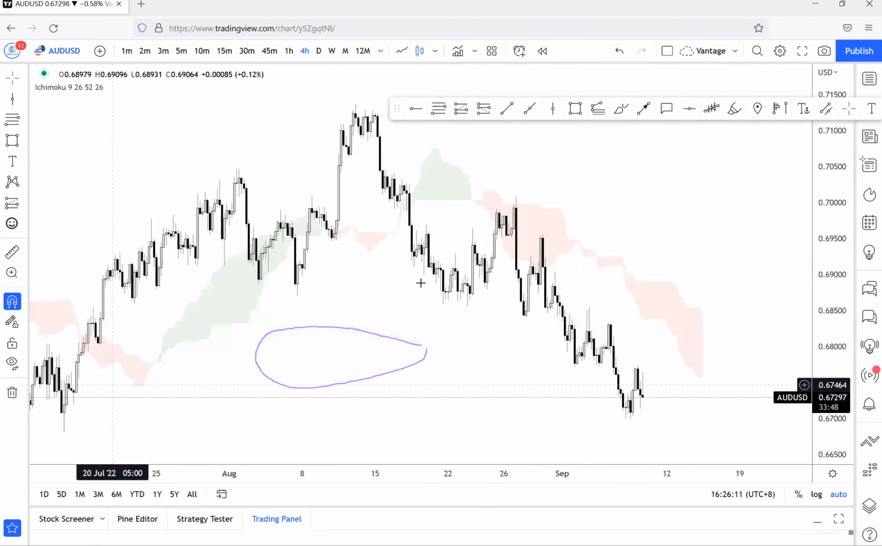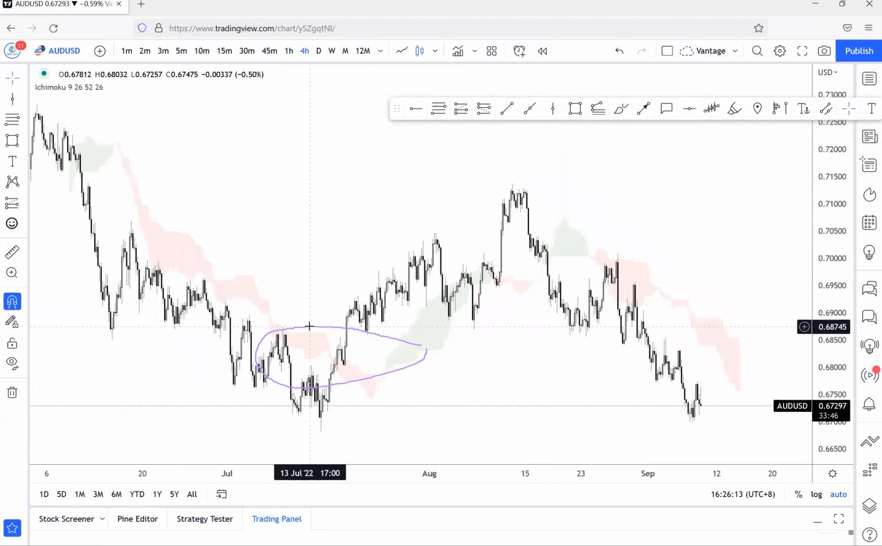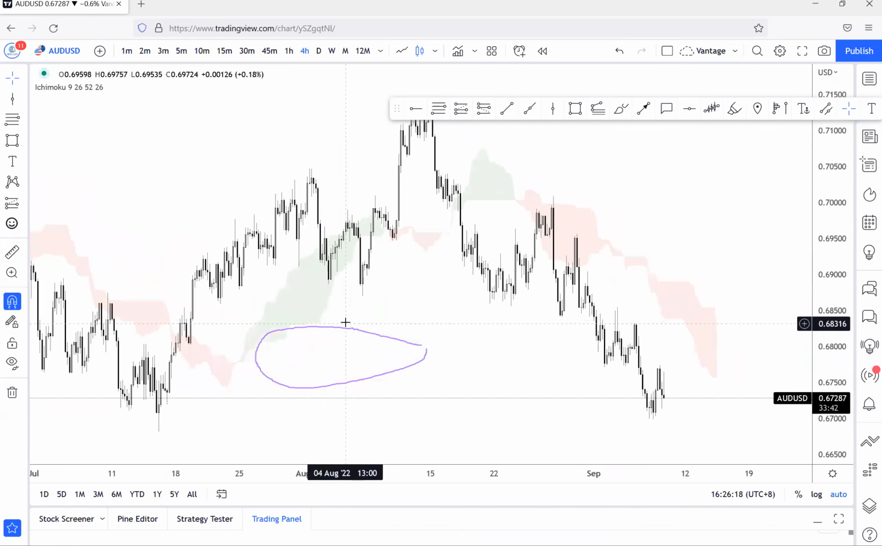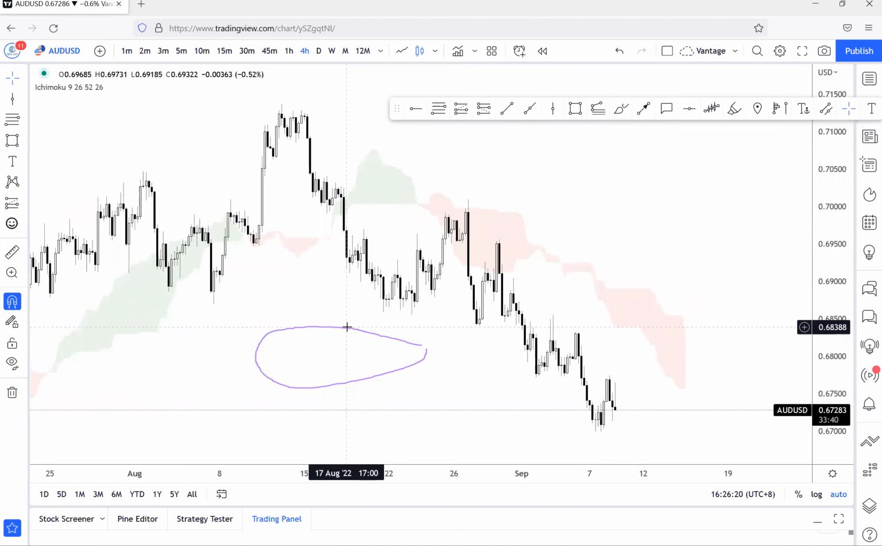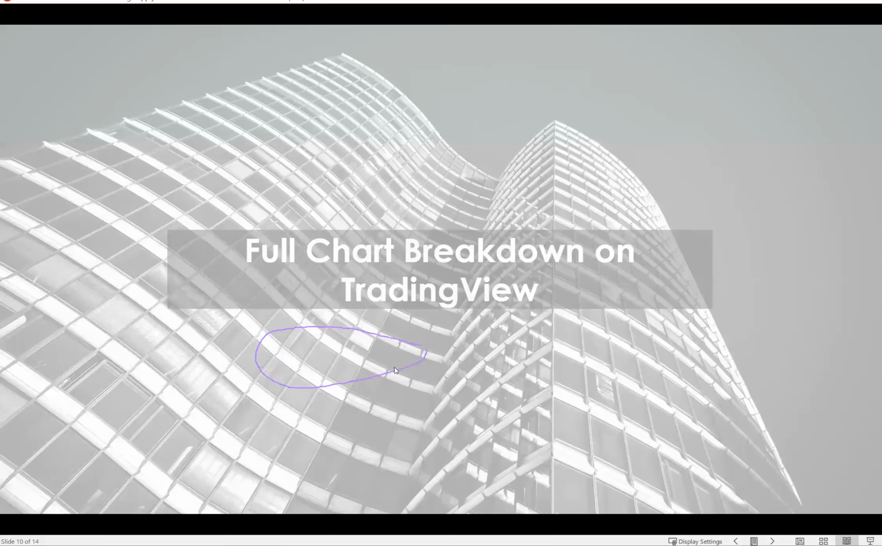So let's take a look at this. I'm just going to remove all of these drawings. Oops. And this as well. Just give me one moment. It seems like the purple zone is just stuck there. There we go.